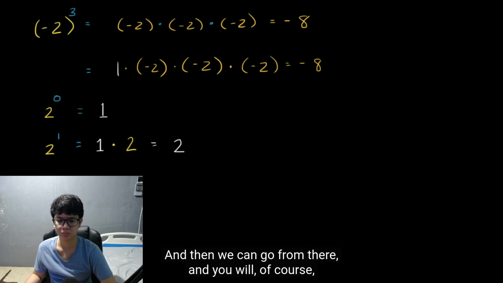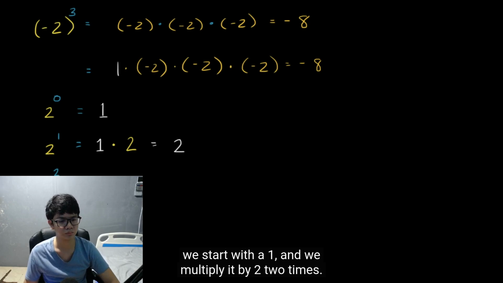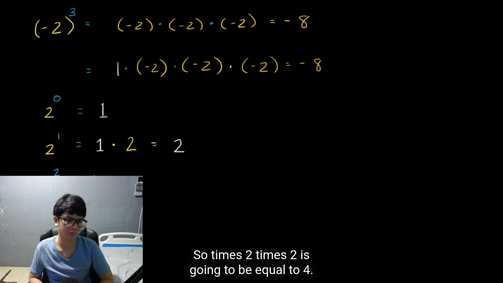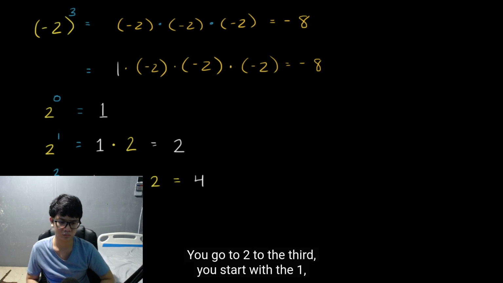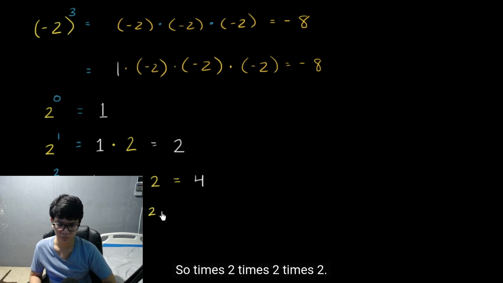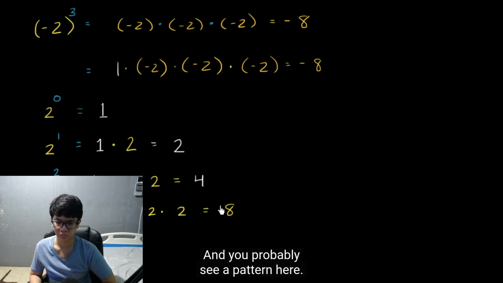And then we can go from there, and you'll, of course, see the pattern. If we say what 2 squared is, well, based on this definition, we start with a 1, and we multiply it by 2 two times. So times 2 times 2 is going to be equal to 4. And we've seen this before. You go to 2 to the third power. You start with a 1, and then multiply it by 2 three times. So times 2 times 2 times 2. This is going to give us positive 8. And you probably see a pattern here.